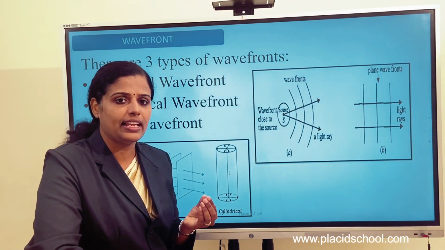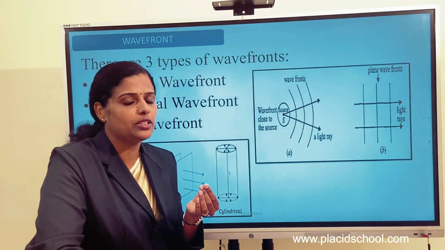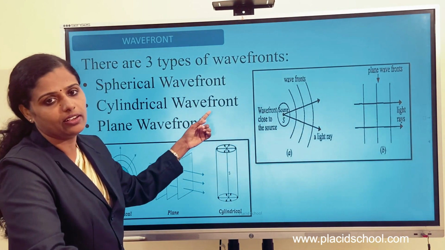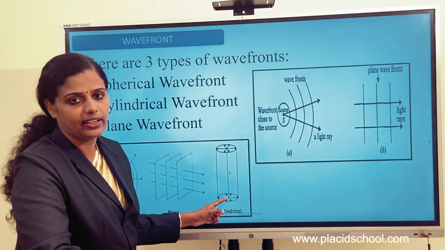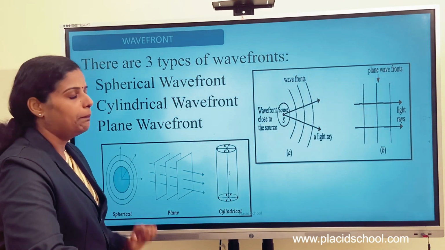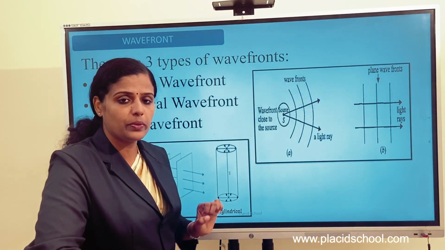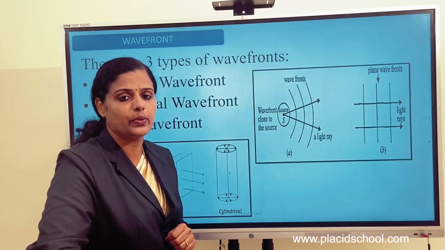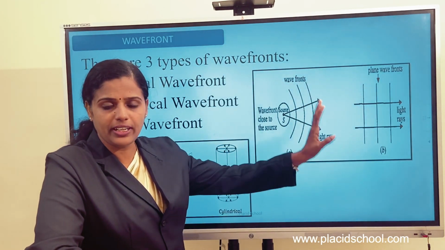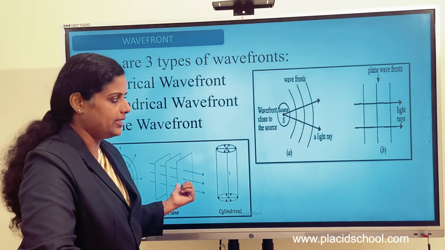A linear source means a source which is a slit illuminated by a lamp, then it acts as a linear source which produces cylindrical wavefront. And this is the example of cylindrical wavefront. The wavefront is cylindrical in manner. And about plane wavefront, the plane wavefront can be produced by point sources or cylindrical or linear sources, but the sources are at infinity. They are placed at infinite distance, then plane wavefronts can be created.